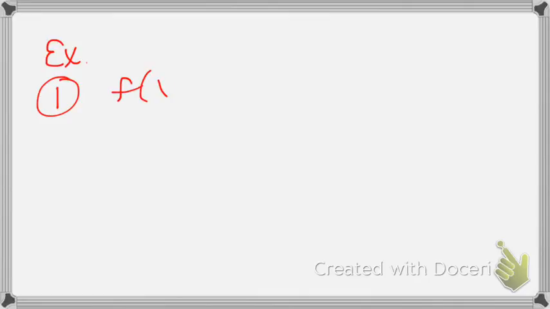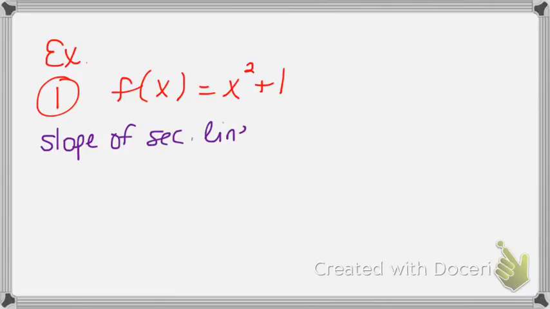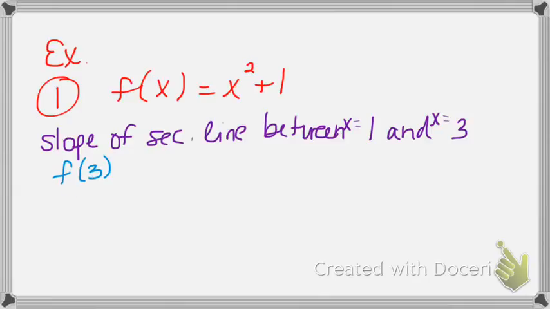Let's say that I have f of x equals x squared plus 1. And first of all, I want to find the slope of the secant line between x equals 1 and x equals 3. The slope of the secant line is just the slope between any 2 points of the graph. So I need to figure out what f of 3 is and what f of 1 is. Plug in your 3, plug in your 1.